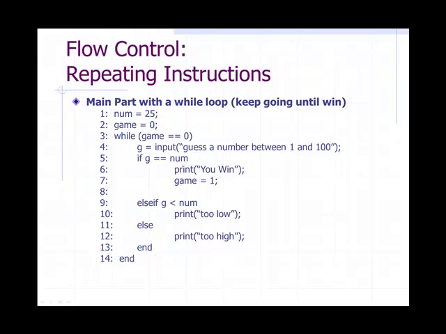The only way for this loop to stop is if this game variable is equal to 1. And the only way to get this game variable equal to 1 is that somebody has to type in a value of G that's equal to the number 25. And that's how you do a while loop.